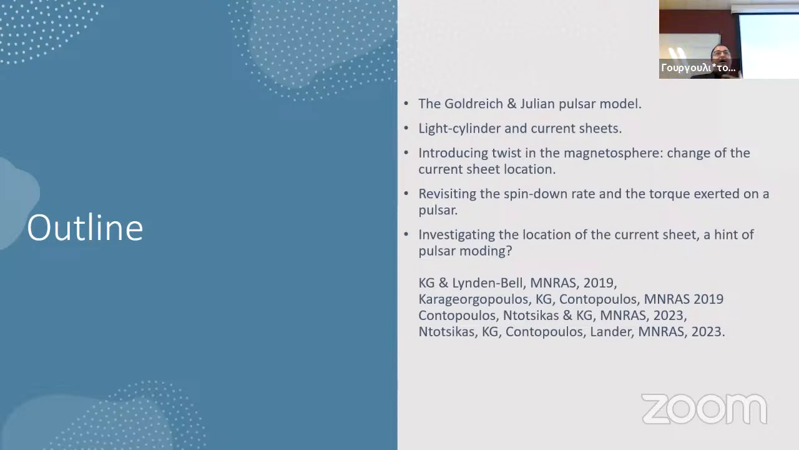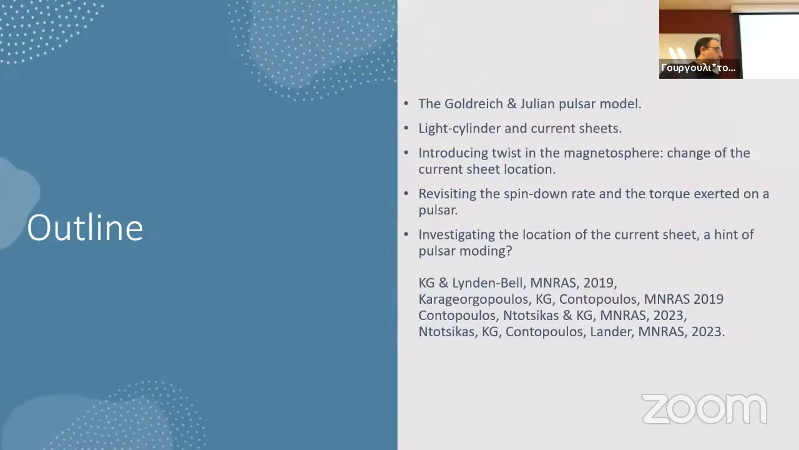And then we will start to see how these basic concepts are changed by introducing twist, and then how we're going to revisit the spin down rate and the torque exerted on neutron stars. Finally, we're going to investigate the location of the inner point of the current sheet, still in the axisymmetric model. And this could give us probably a hint about pulsar moding.